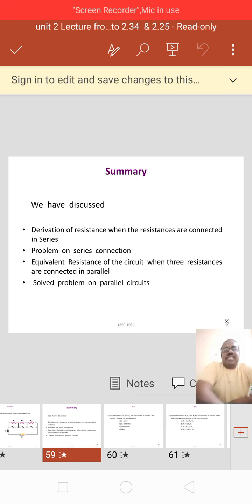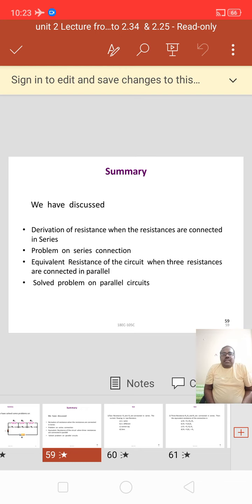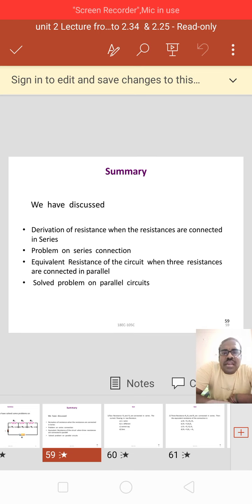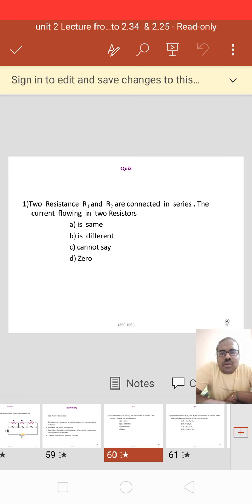Summary. We have discussed in this session the derivation of resistance when resistances are connected in series, problems on series connection, and equivalent resistance of the circuit when three resistors are connected in parallel, solved problems on parallel circuits, as well as the division of current in parallel circuits and problems on it, and series and parallel connection of resistance problems also we have done in this session. Okay, quiz.